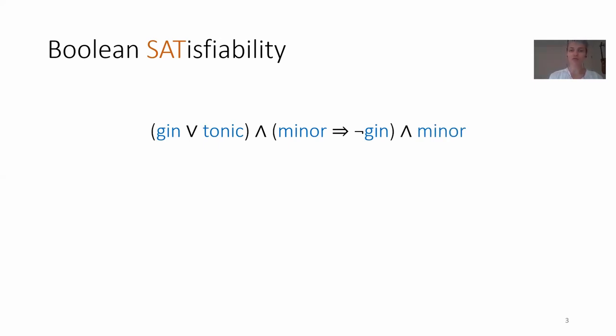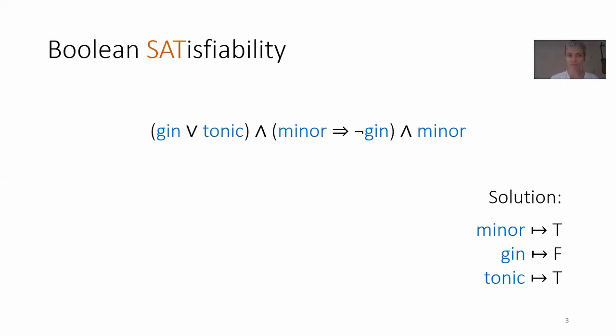Okay, so we can give this formula to a SAT solver and it will think for a little bit and give us a satisfying assignment. It will say that minor must be true, gin must be false, and tonic must be true to make this formula true. So I will have to content myself with the tonic for today. So in general, this Boolean satisfiability problem is NP complete, but modern SAT solvers can leverage the structure of common SAT problems to be able to solve constraints with millions of variables and clauses.